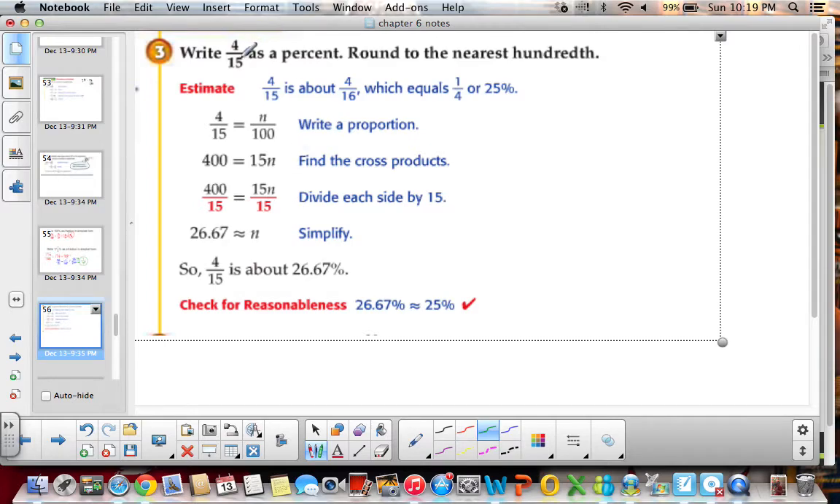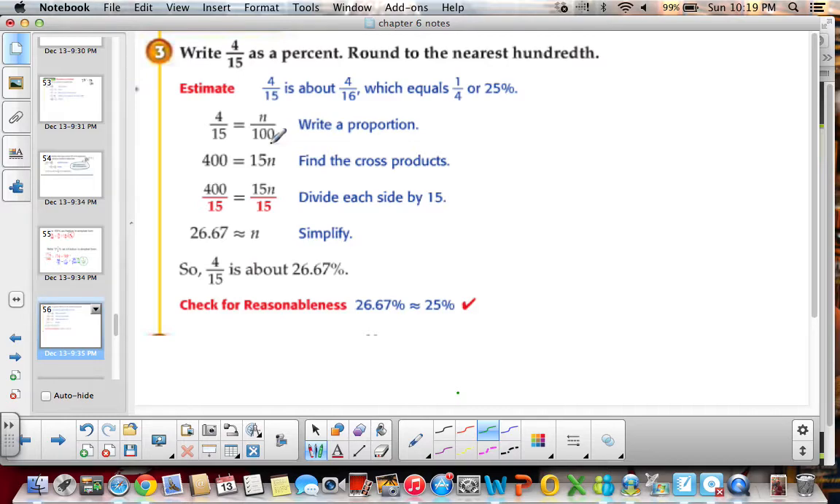Write 4/15 as a percent and then round it to the nearest hundredth. So 4/15 we know is about 4/16, which equals 1/4, and we know that that equals 25%. So we know that our answer needs to be around 25%. So this time we're going to write it as a fraction. So we know that 4/15 is the same as whatever percent it is over 100. So that's just what we're trying to figure out.